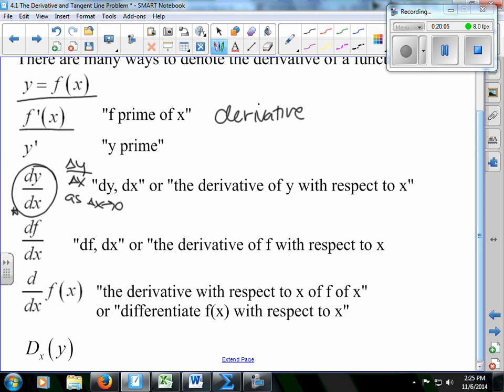It is better sometimes, but you have to write more. So most people don't use Leibniz's notation unless they're doing the problems in which it's easier to use it. Again, you could replace y with f and call that df dx.